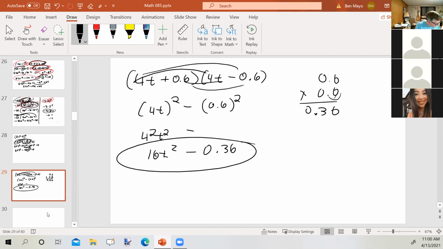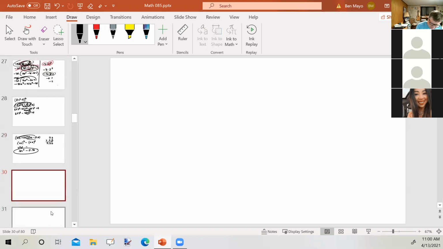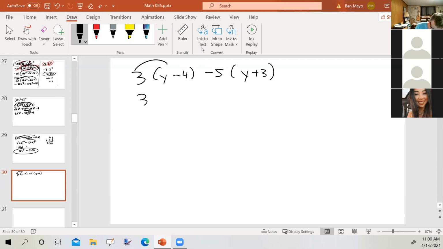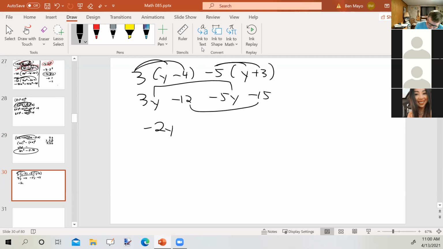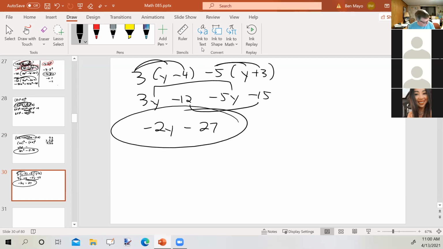Okay, let's see here. 3 times the quantity y minus 4 minus 5 times the quantity y plus 3. So we get 3y minus 12 minus 5y minus 15, combining like terms, negative 2y minus 27.